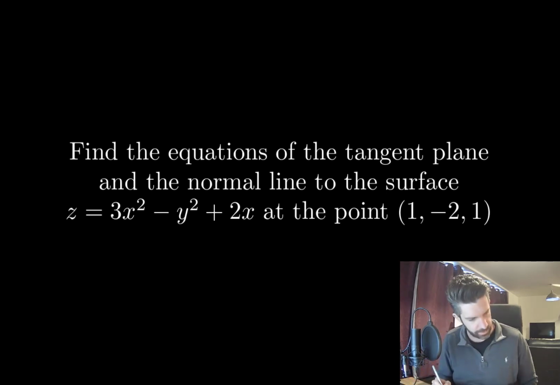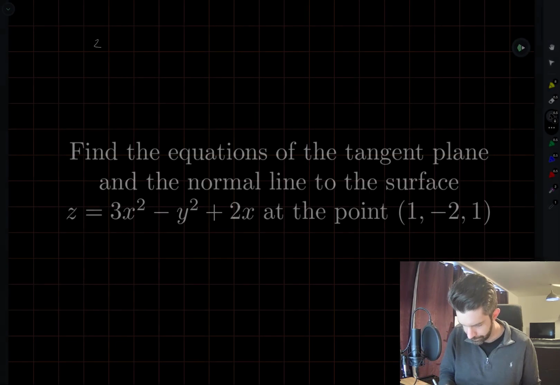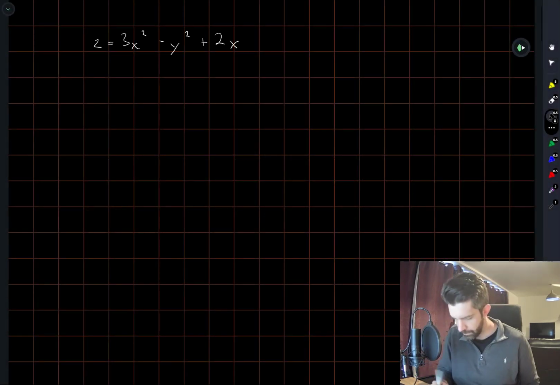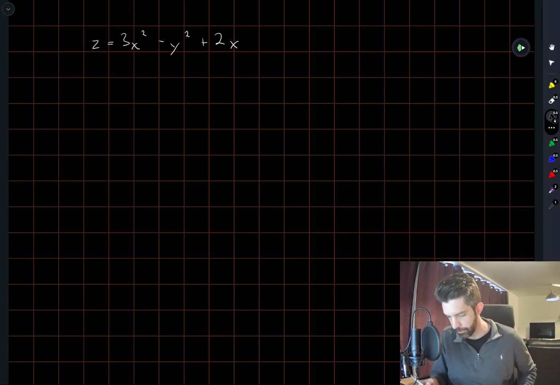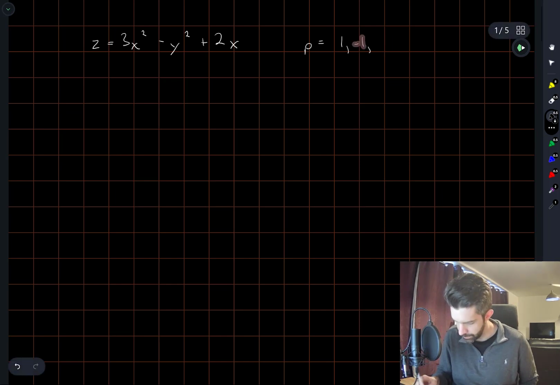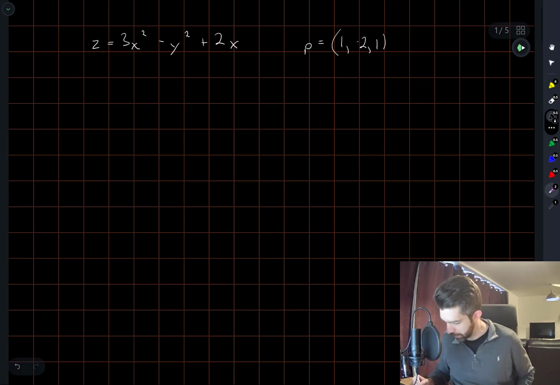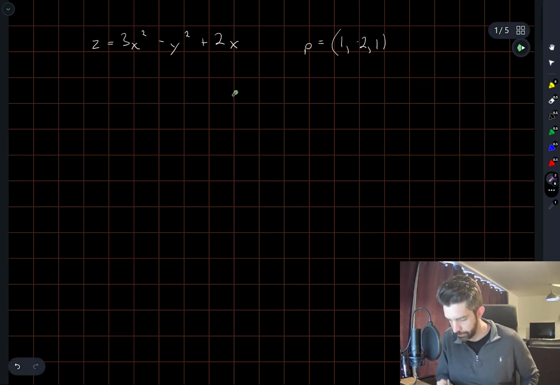Let me write down what the surface is first. So this is the surface, or we can think of z as a function of x and y, and the point we're given is (1, -2, 1). I suppose we should check quickly that this point does in fact lie on the surface. 3 minus 4 plus 2 is equal to 1.